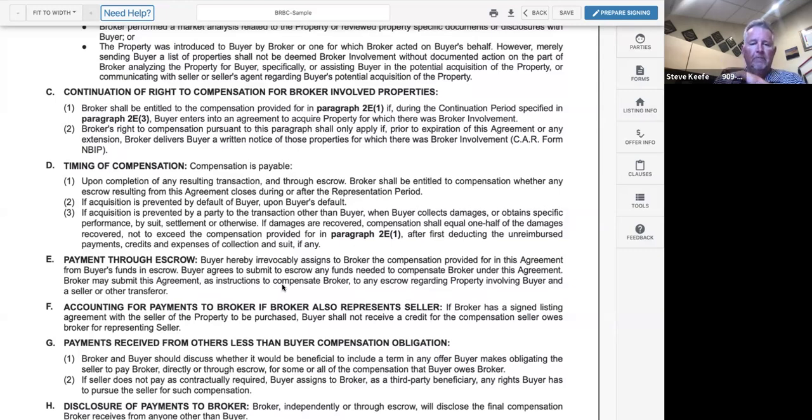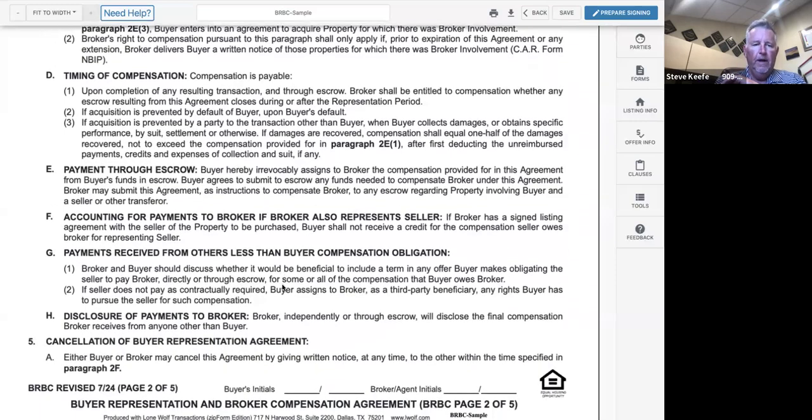And then there's another provision if acquisition is prevented by a party to the transaction other than the buyer. And if the buyer collects damages, then you subtract off whatever the cost of the damages is, and then the broker would be entitled to half of that. So if they were to sue the seller, get damages from the seller, whatever the costs were, deduct that, and then the broker technically would be entitled to half of whatever those damages are.